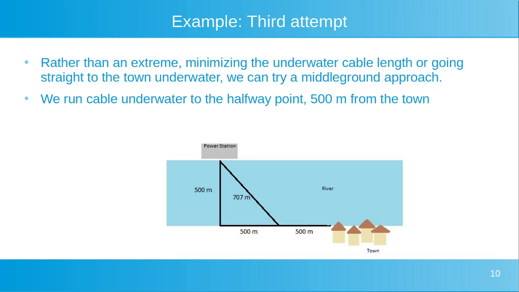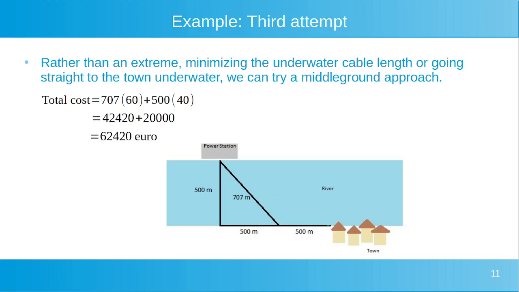from the town. And here we use the theorem of Pythagoras again. We've got a triangle with two sides of 500 meters, and when we use Pythagoras' theorem, we get the remaining side is 707 meters. So now we've got 707 meters underwater, followed by 500 meters under land to get to the town. So we can work out the cost of that, running to a point underwater 500 meters from the town.